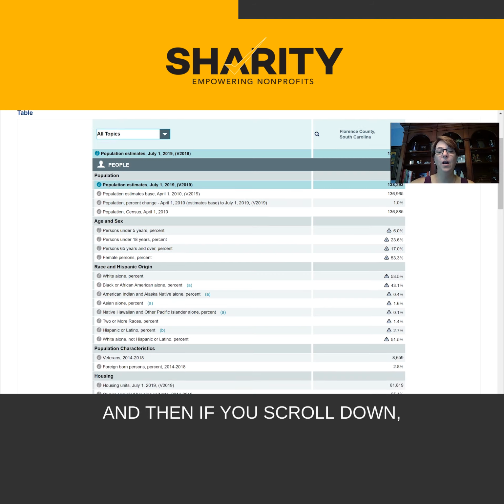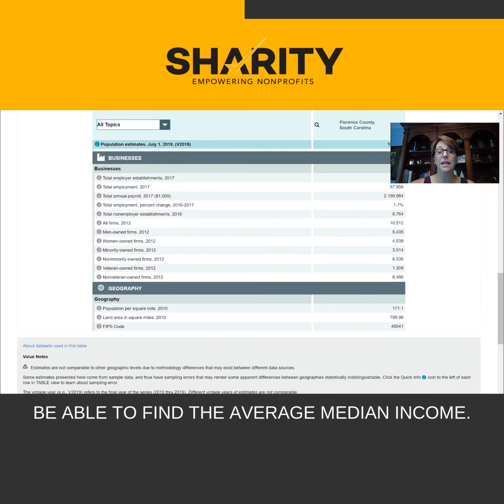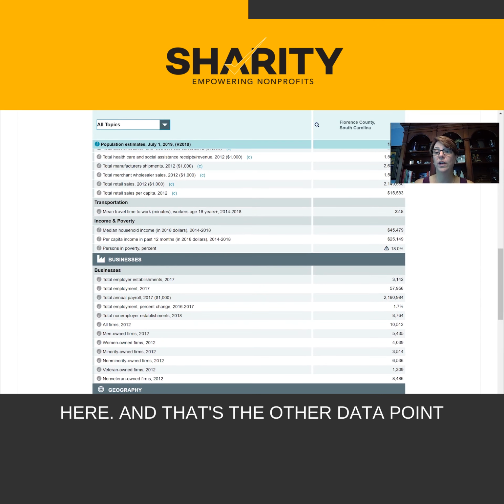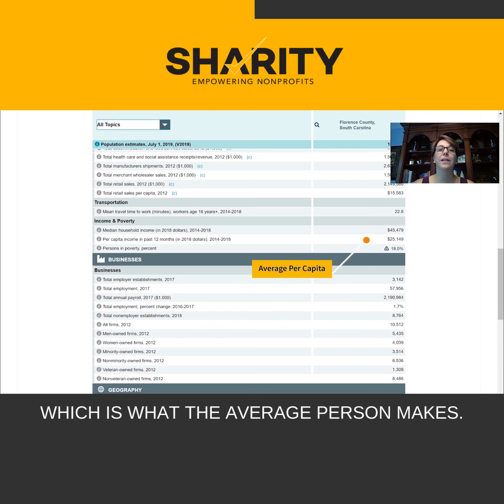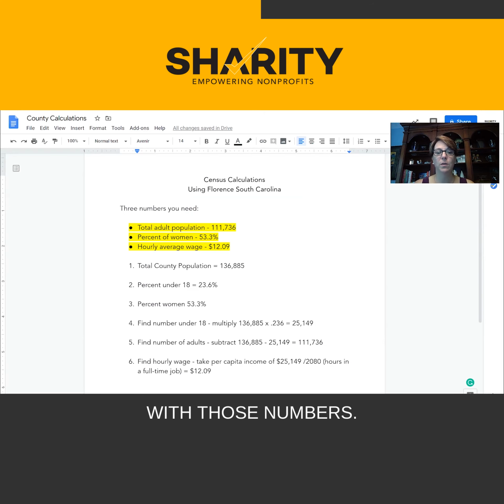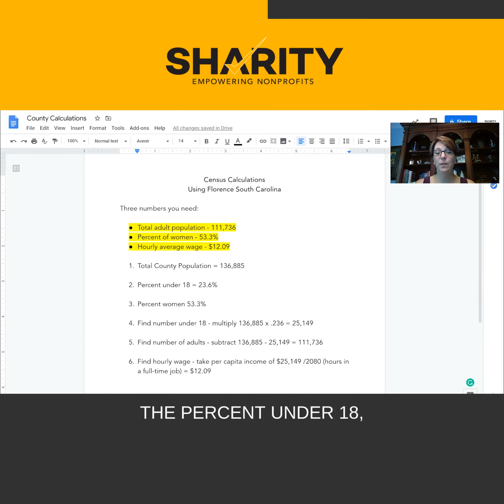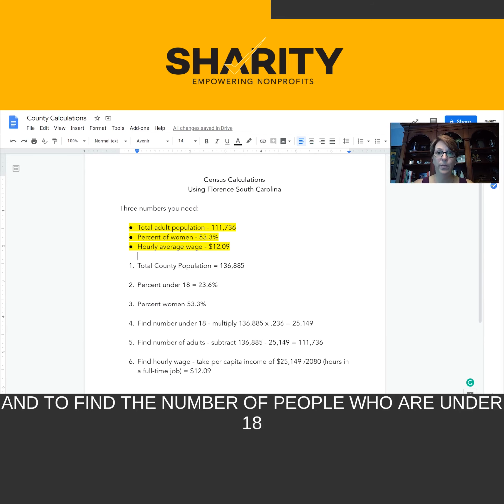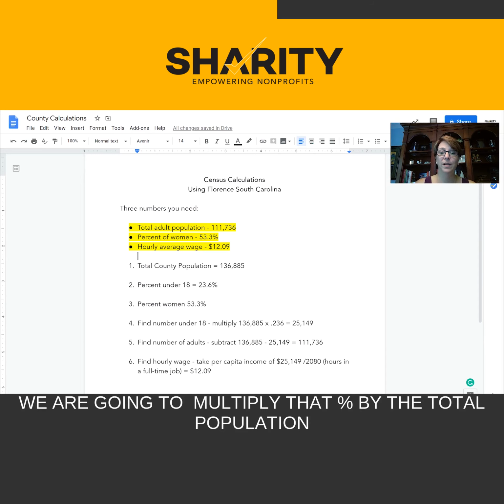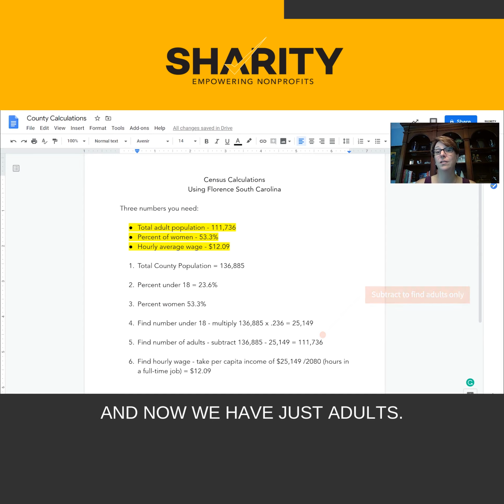If you scroll down, you're going to see where we're going to be able to find the average income here. And that's the other data point that we're also going to be needing, the per capita income, which is what the average person makes, not the household income. So then we're going to go back to our calculations with those numbers. We're going to take that total county population, the percent under 18, and the percent of women. And to find the number of people who are under 18, we're going to multiply that percentage by the total population. We come up with 25,000, subtract that from the total population, and now we have just adults.